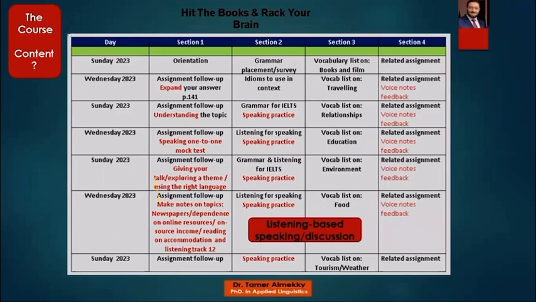Another thing that I'll be doing is understanding the topic, how you understand the topic, how you speak one-to-one in a mock test, to be confident in your speaking test. How to give your talk, how to explore a theme, like you have a theme and he gives you a paper to write down. How can you generate ideas and brainstorm about certain topics? How you can make notes, as I just said, on newspapers. How to depend on online resources, right? How to get different topics.